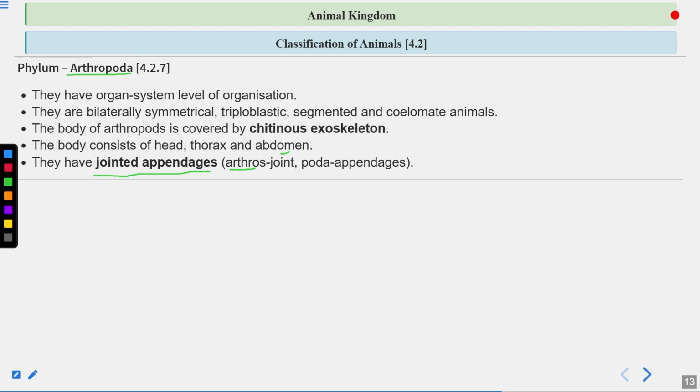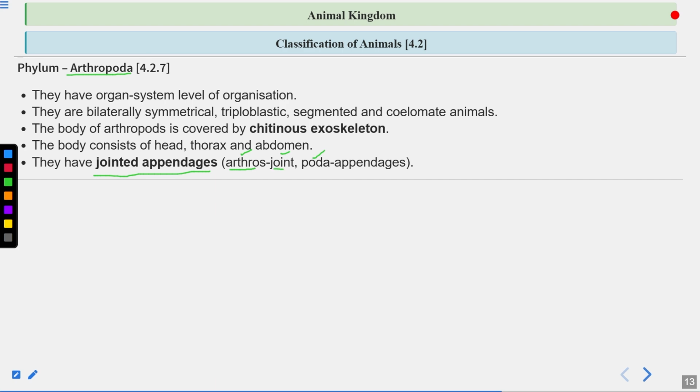From the main body, many appendages are attached. Like in our body, what are the appendages? Our limbs. Our forehands, our hands and legs are like appendages. In the case of arthropods also, they have appendages. That is the poda. Now, join the words arthro and poda, and it means Arthropoda.